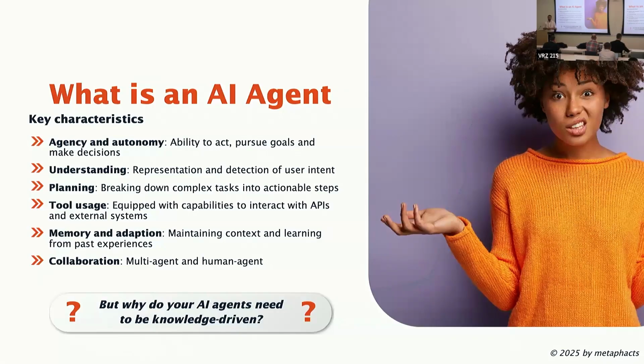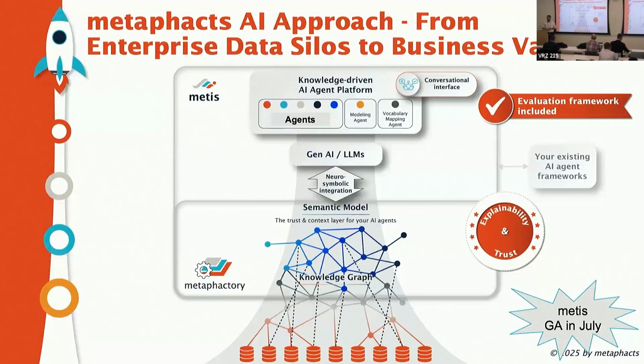So why do agents need to be knowledge-driven? Our answer to this is the Metis framework that sits on top of Metafactory, our knowledge graph platform. This platform allows you to configure AI agents. That's what you're going to do here in the tutorial. They connect to a large language model and make use of it. And then they can be configured and make use of tools for certain tasks.